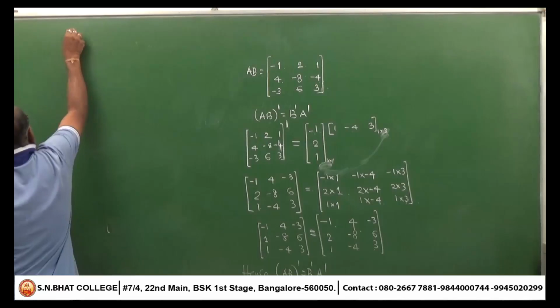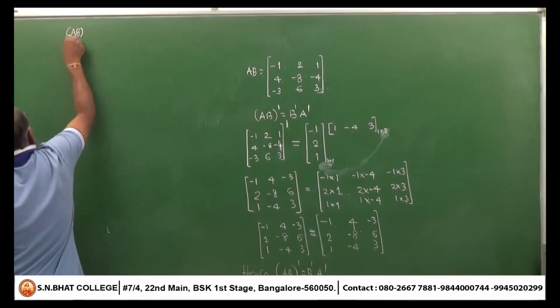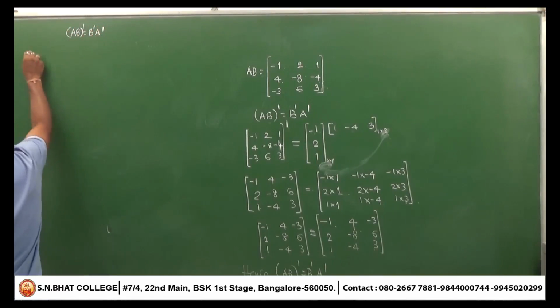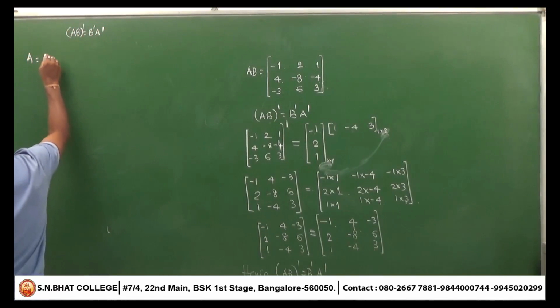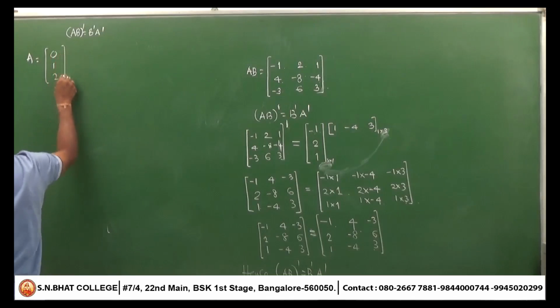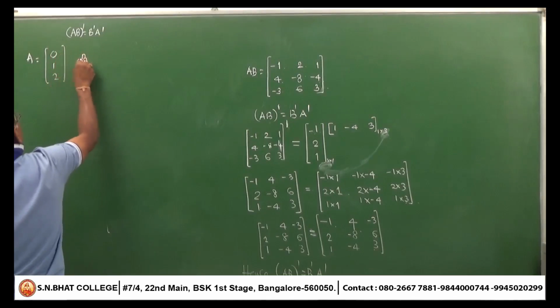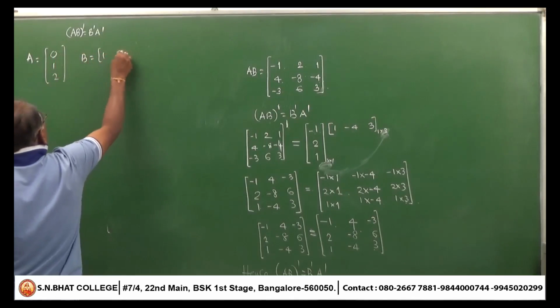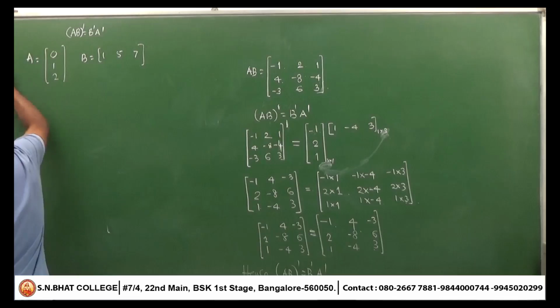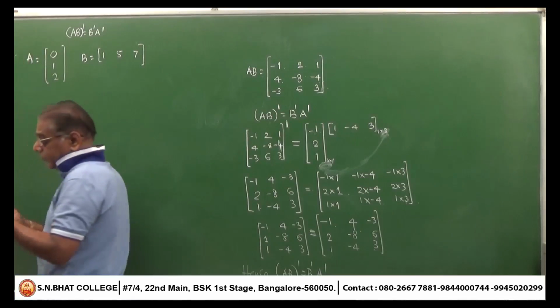Homework problem: verify AB whole transpose is equal to B transpose A transpose, where A is 0, 1, 2 and B is 1, 5, 7. Try the same type of problem. This is a homework problem. Try this one. Again, a 5 marks question.